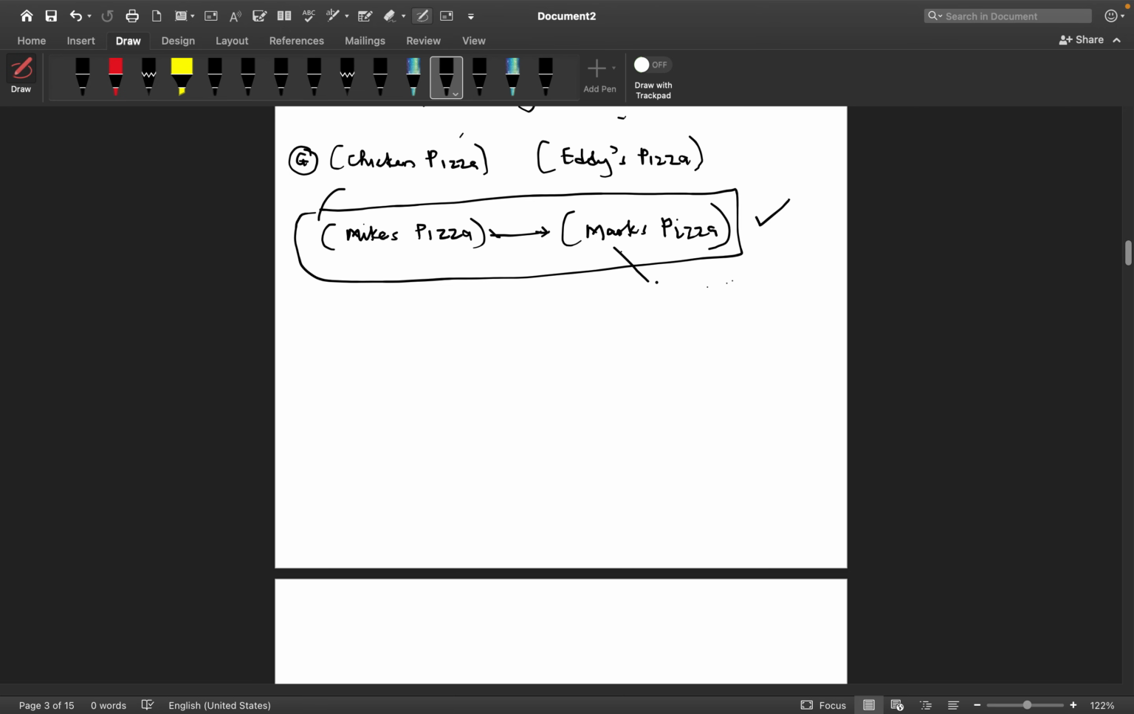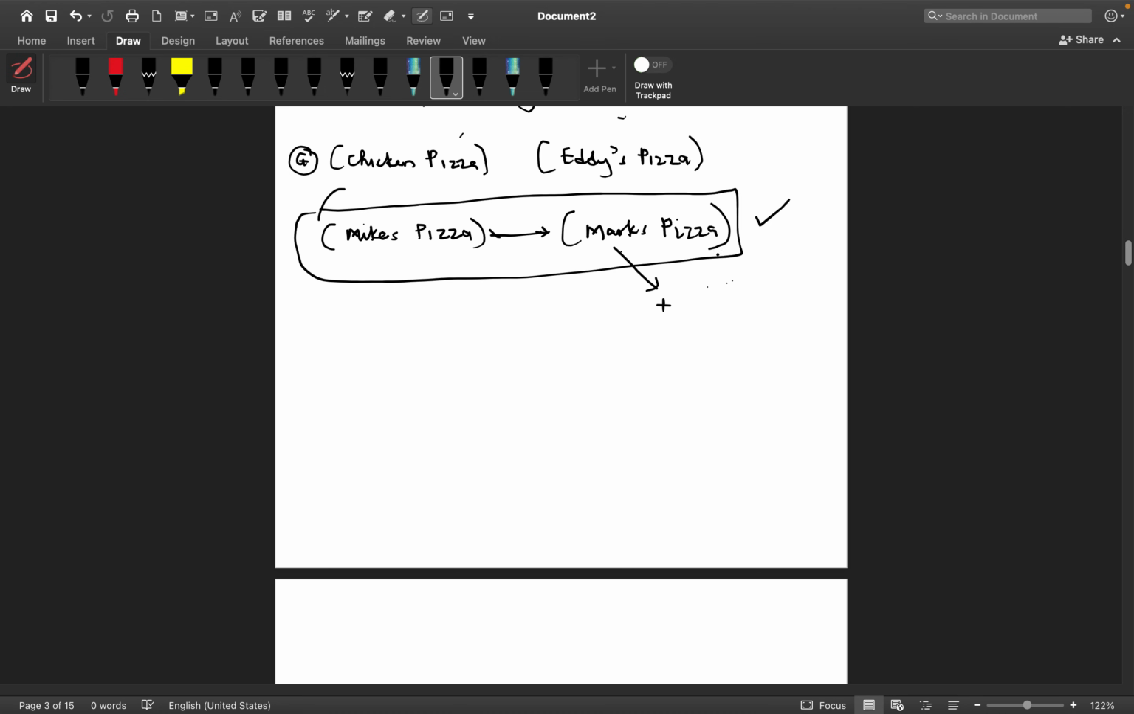So you have to check the coefficient of this. If the coefficient of Max Pizza, they use this variable for it, PM, so we have to check.